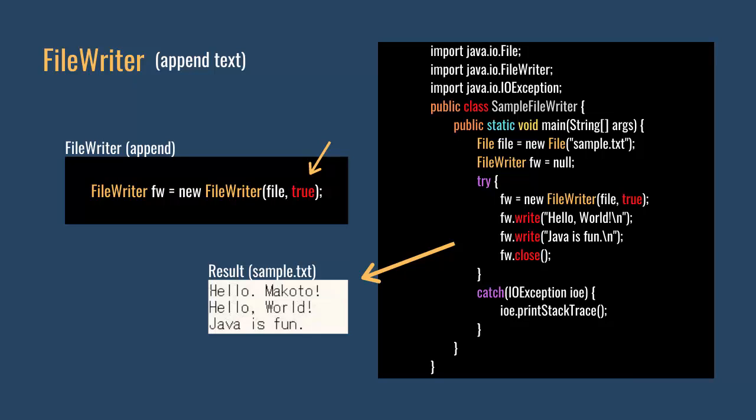After running, we can get the sample text file. The text inside the file is on the left side. You can see that the texts are added in the sample text file. I recommend that you write the FileWriter program.